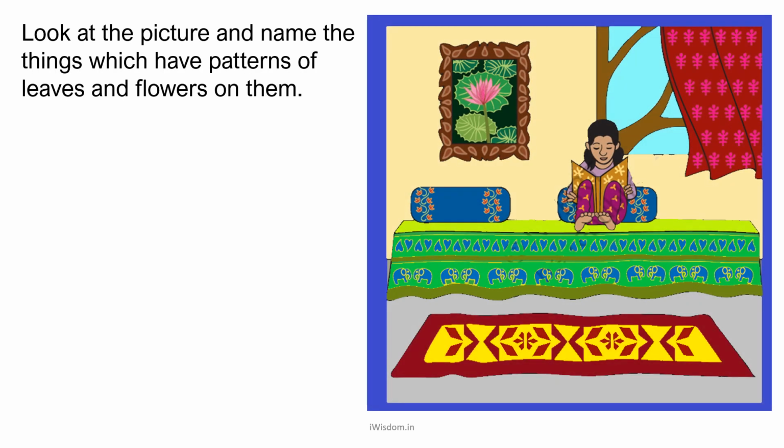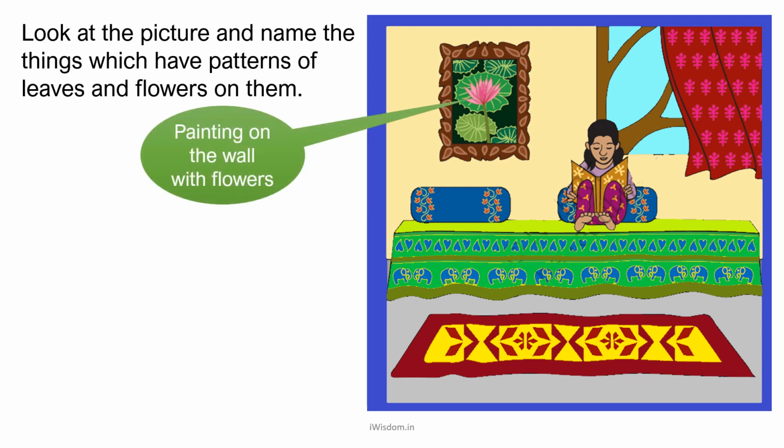Let's move to the next activity. Look at the picture and name the things which have patterns of leaves and flowers on them. The picture is full of plant patterns. There is not a single item that does not have a leaf or a flower on it.